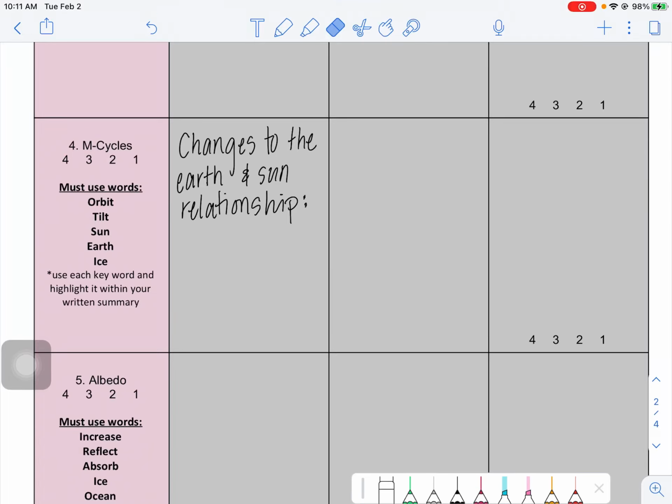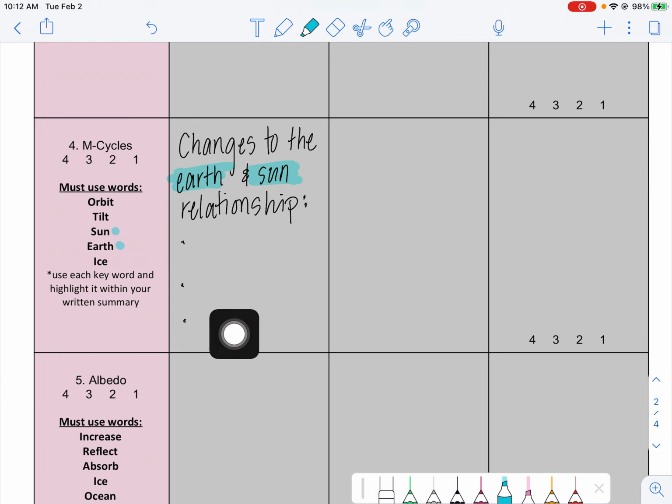So let's recap here. Learning target 4, Milankovitch cycles or M cycles. These are changes with the Earth and Sun relationship. So in our discussions and activities, we went over 3 big things that really impacted the Earth, and therefore how the Sun impacts the Earth. So you've got some keywords to use over here: orbit, tilt, Sun, Earth, and ice. I got you started here, changes to the Earth and Sun relationship, and we already have 2 of those keywords there, so we can get those highlighted and ready to go.